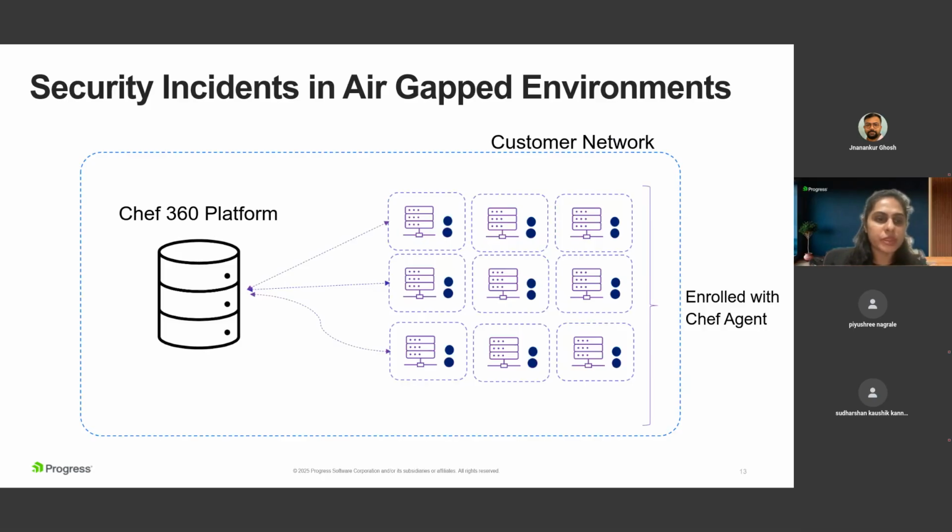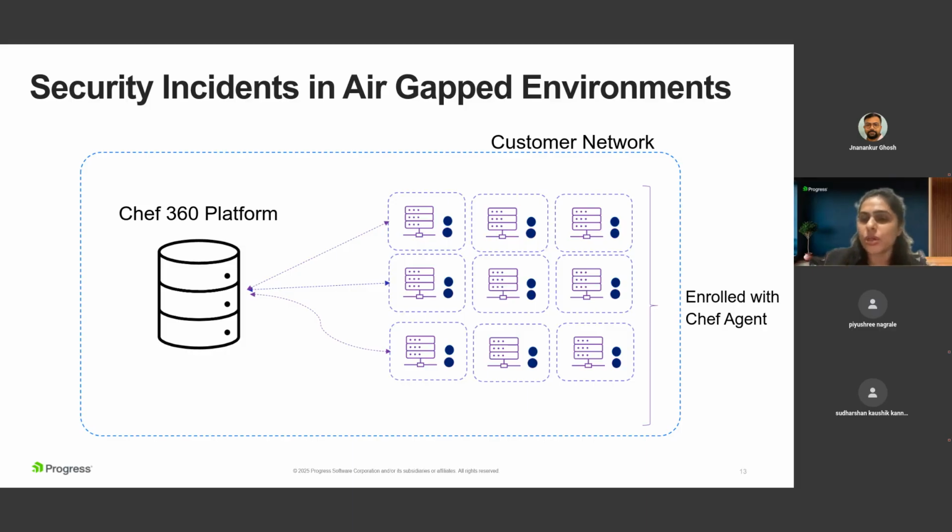Now, when we talk about air gapped environments, we need to understand air gapped environments are networks that operate without internet access, typically found in sectors like defense, finance, and critical infrastructure, where isolation is essential for security. These setups pose unique challenges for incident response, especially when time sensitive actions like patching or rollback are needed. With Chef, however, these challenges are addressed effectively.